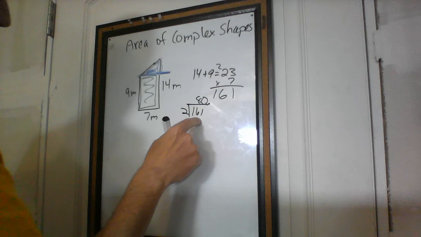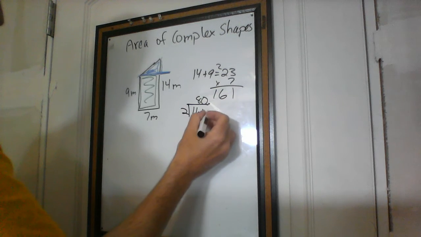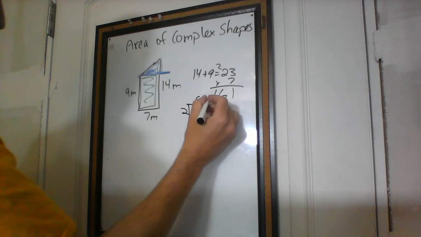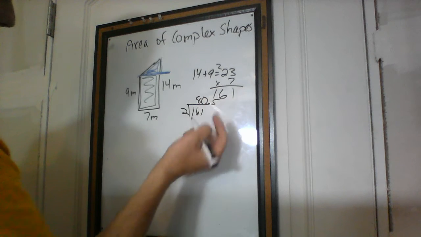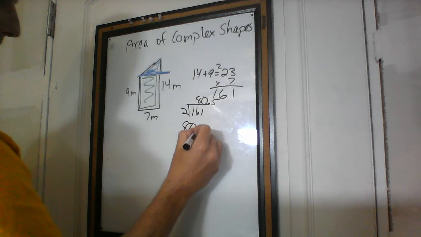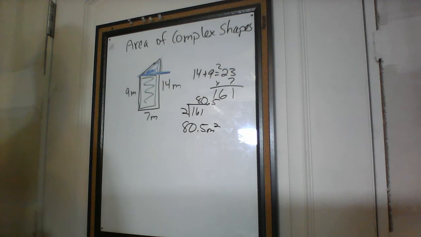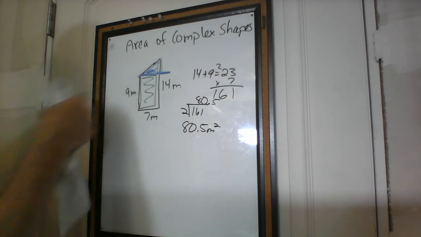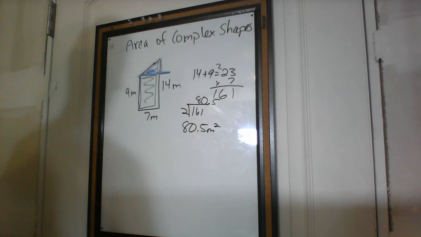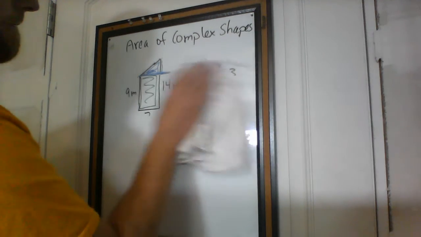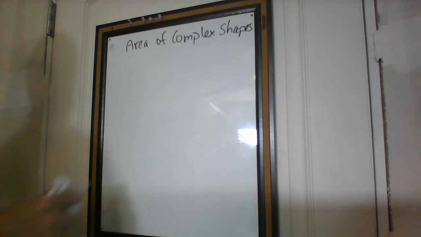And then since we'd have to bring down 0, 2 goes into 10 5 times. Well, if you got 1 left, right? So you get the same exact answer, 80 and a half meters squared. Okay, so I broke that into a complex shape. If you don't see it, that's what you're going to do, still perfectly solvable.